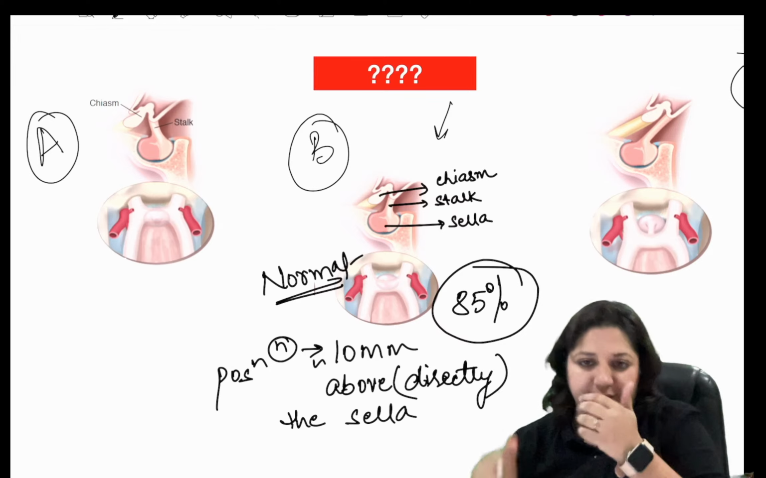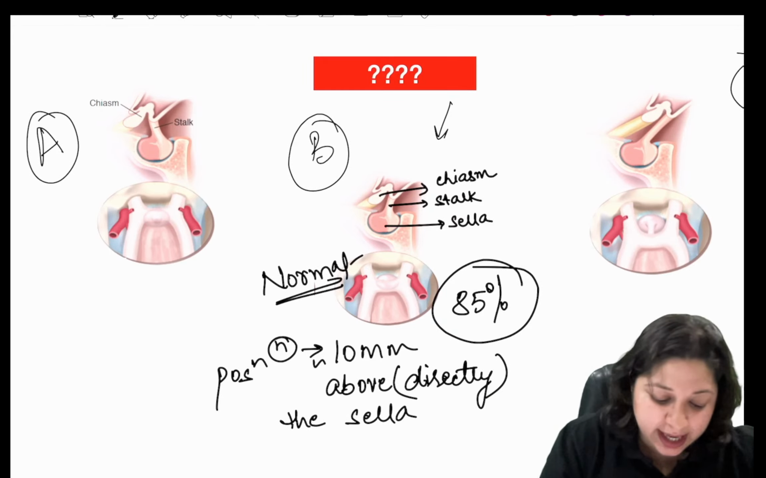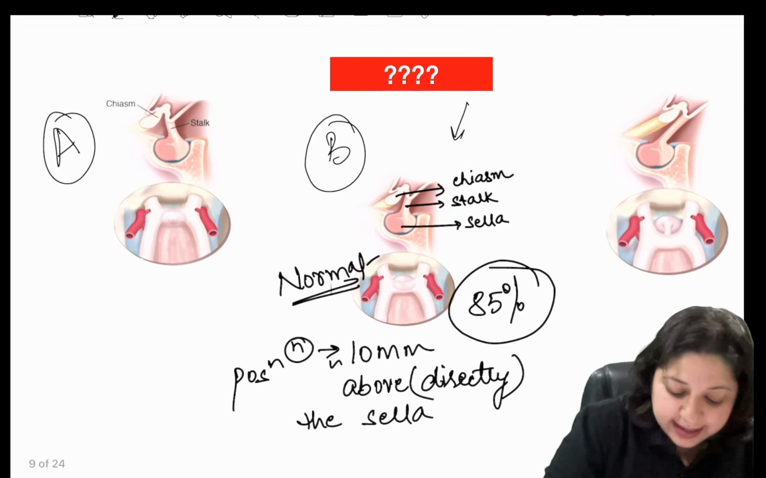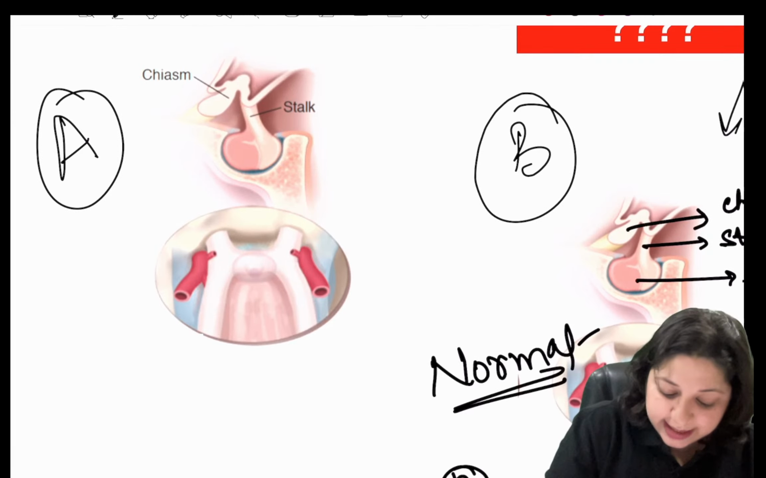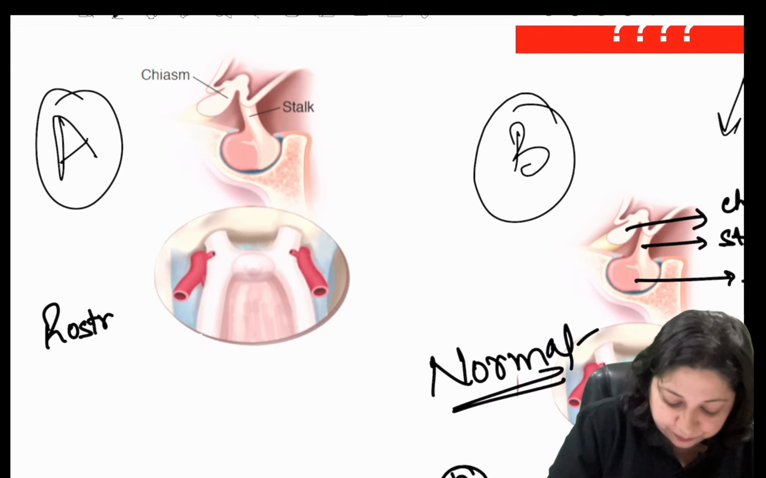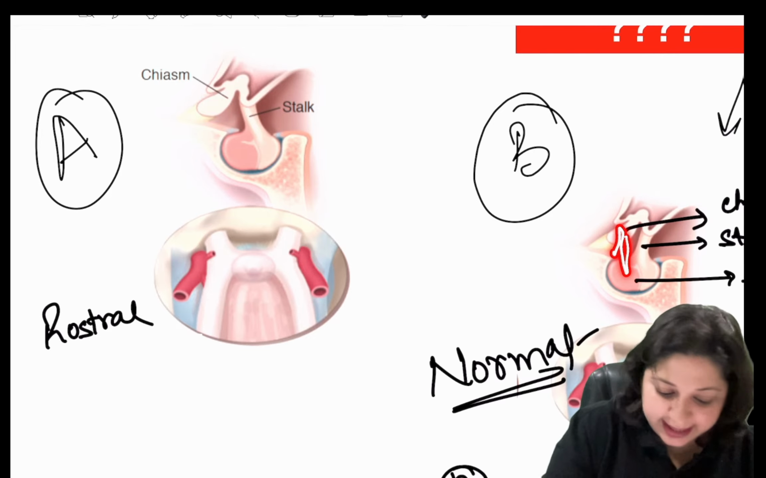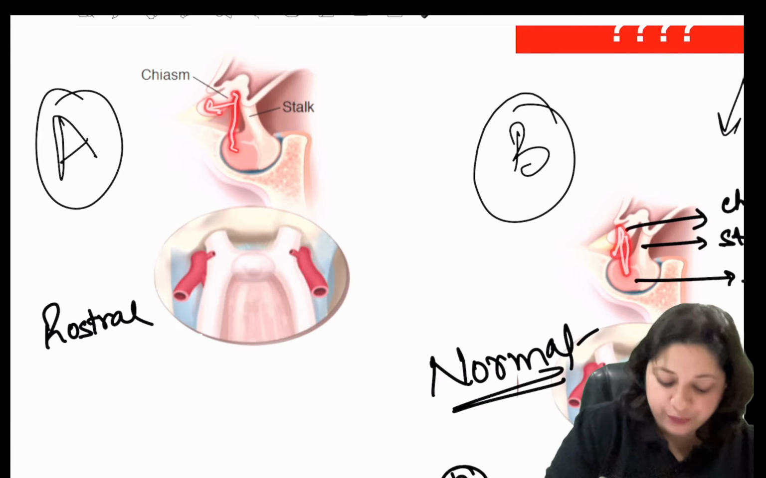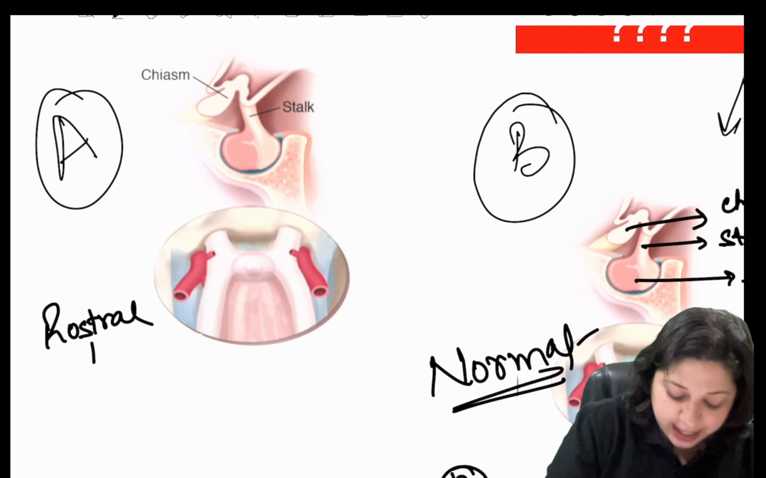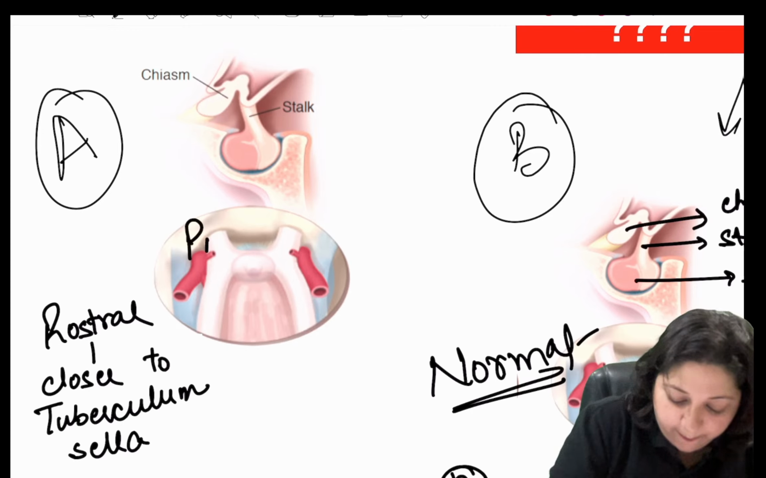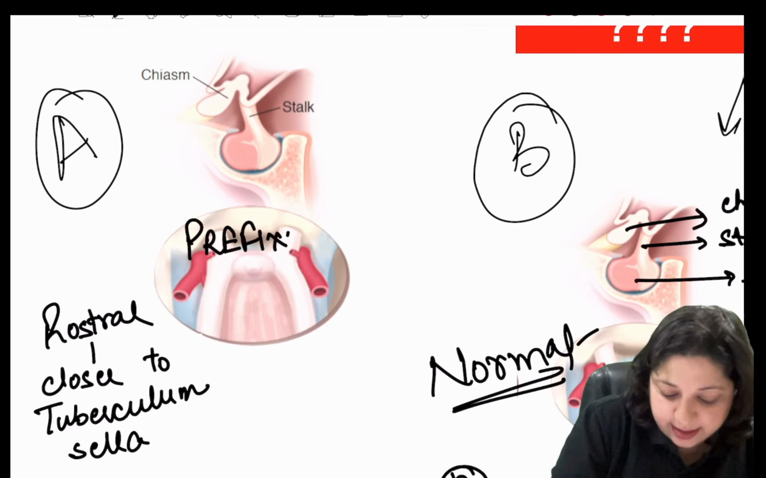So what happens to the rest 15%? So when this optic chiasm is placed in a rostral position, as is here, see here, and compare, this is right above the sella, and here it is a little in front. So once it is in the rostral position, it is closer to tuberculum sellae, and this is called a prefixed chiasm.